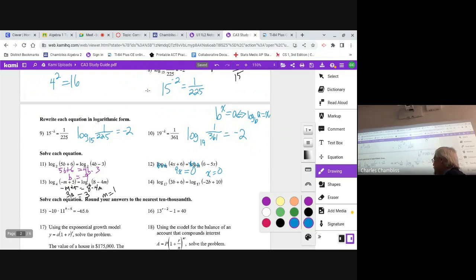And here at number 14, again, same thing. If the logarithms are the same, then you just set the parentheticals equal to each other. Add 2b, subtract 6, I get 5b equals 4, which means b equals 4/5.